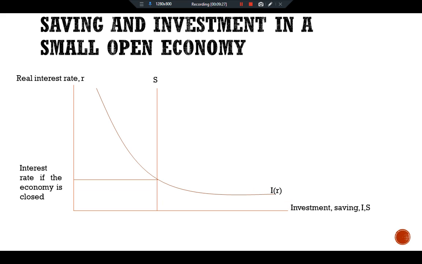We get the interest rate if the economy is closed. If the economy is not closed, then we have a world interest rate r*, and the difference between saving and investment gives us this trade surplus. In a closed economy, the real interest rate adjusts to equilibrate saving and investment, at the point where the saving and investment curves cross each other. In a small open economy, however, the real interest rate equals the world real interest rate.